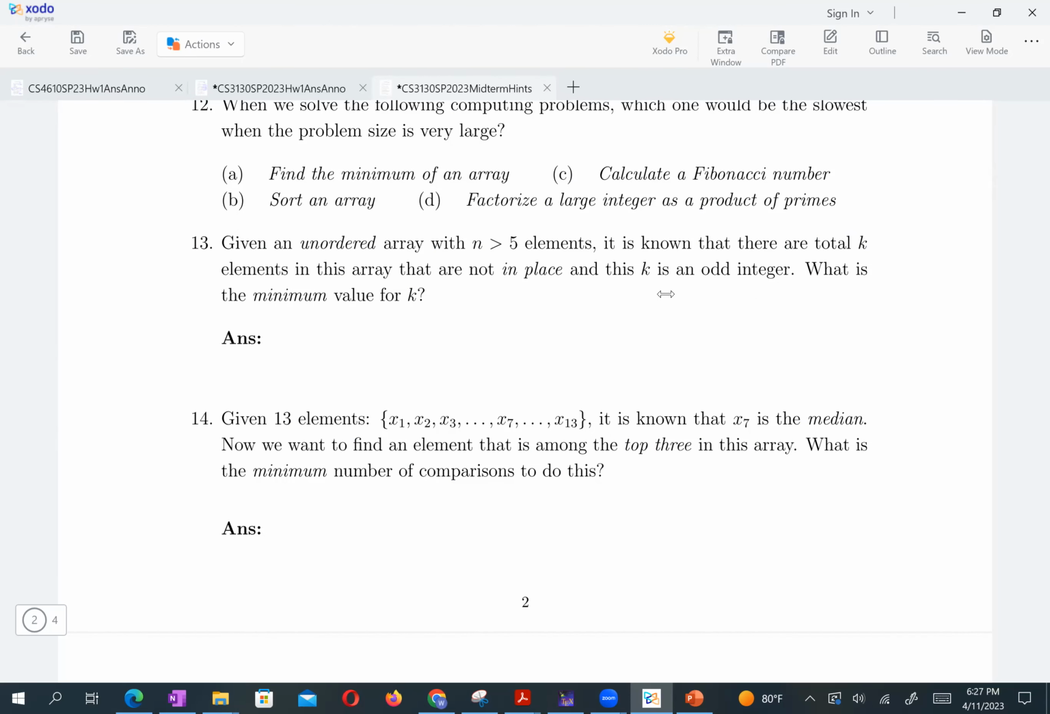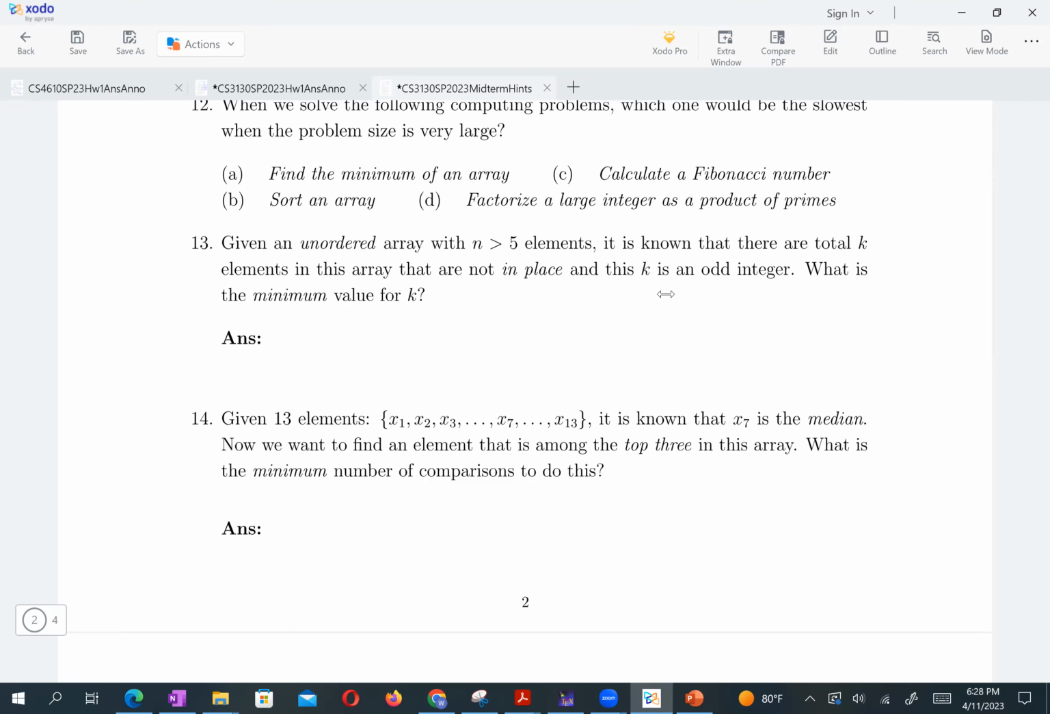Given an unordered array with n greater than 5 elements, it is known that there are a total of k elements in this array that are not in place. Similar to one of our homework questions, but here I changed it a little. I modified the condition slightly here. So far the same, but I added this part.